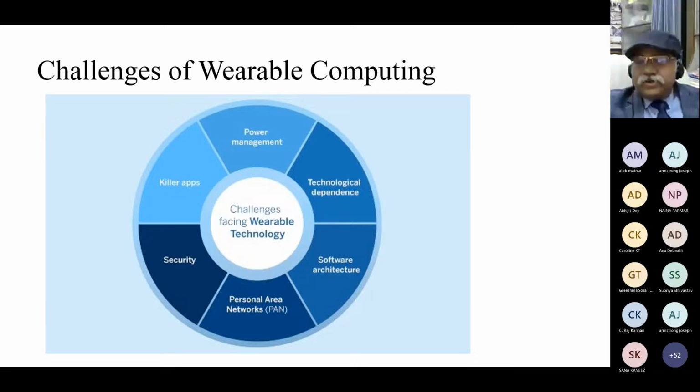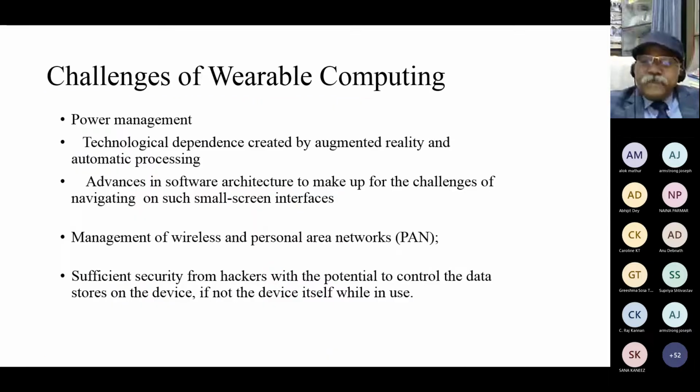Application design is again a challenging issue. So these are the challenges of wearable computing. Then another aspect is the wearability aspect also. You have to see what the requirements are to be worn on the body, or what the specific application requirements are, and in what way you can reduce that, or make it appropriate. That is another challenge. So these are the listed challenges.